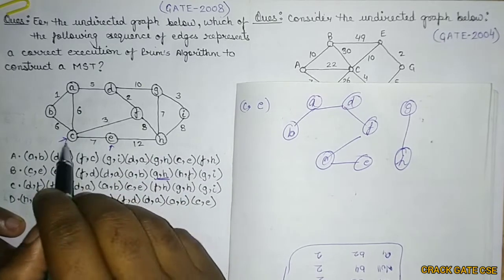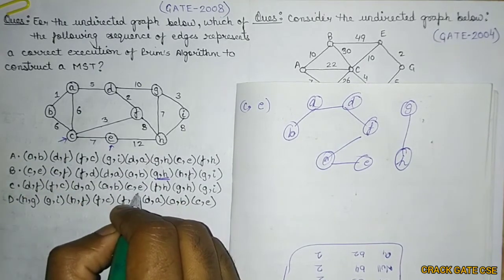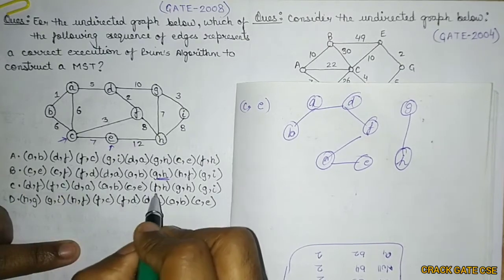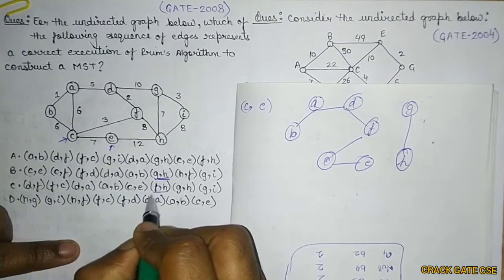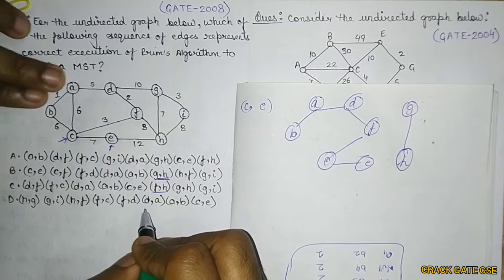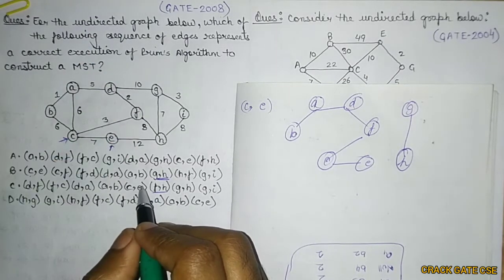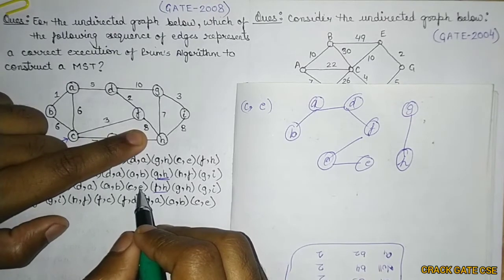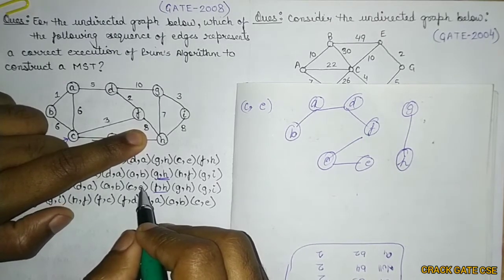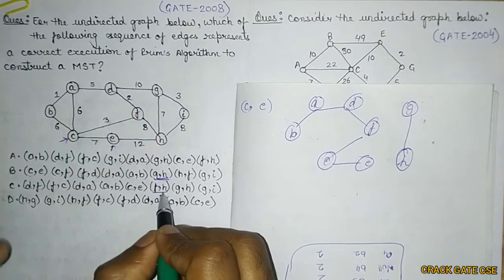So we are selecting CE. CE is right. After selecting CE, we are selecting the next minimum as F and H. So all these 6 have been covered. Now we have to select the next minimum. The next minimum is 8, which is not forming any cycle. So we have selected FH till now.